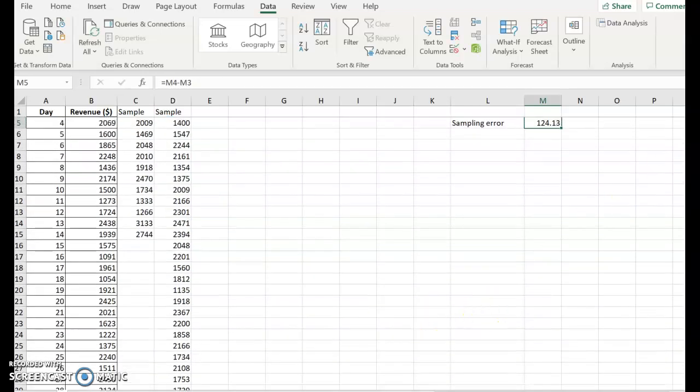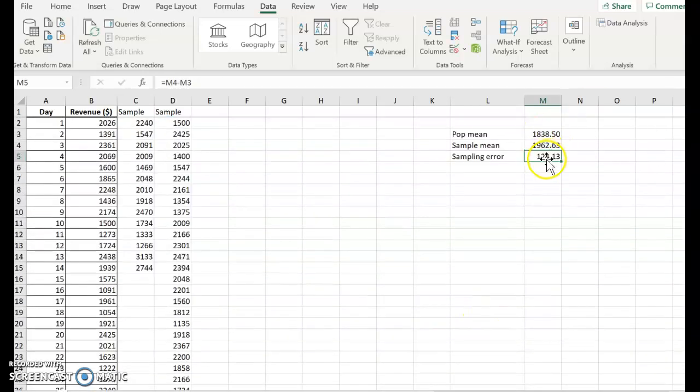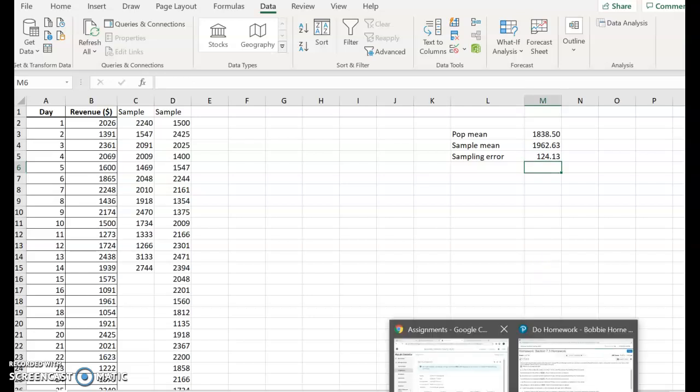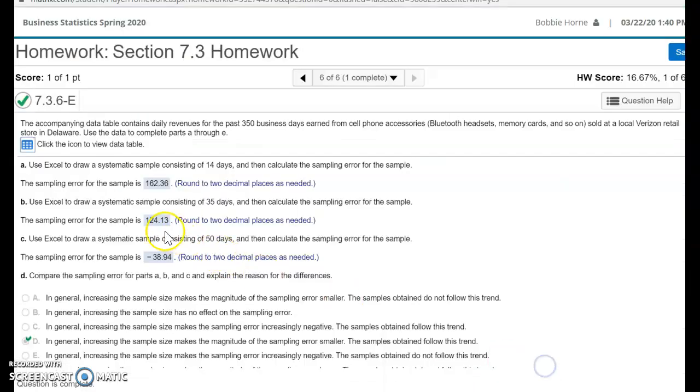And press enter. So now it'll automatically calculate your sampling error, which is the sample mean minus the population mean, which is 124.13. Now, the next one is every 50 days, so 350 divided by 50 is 7.